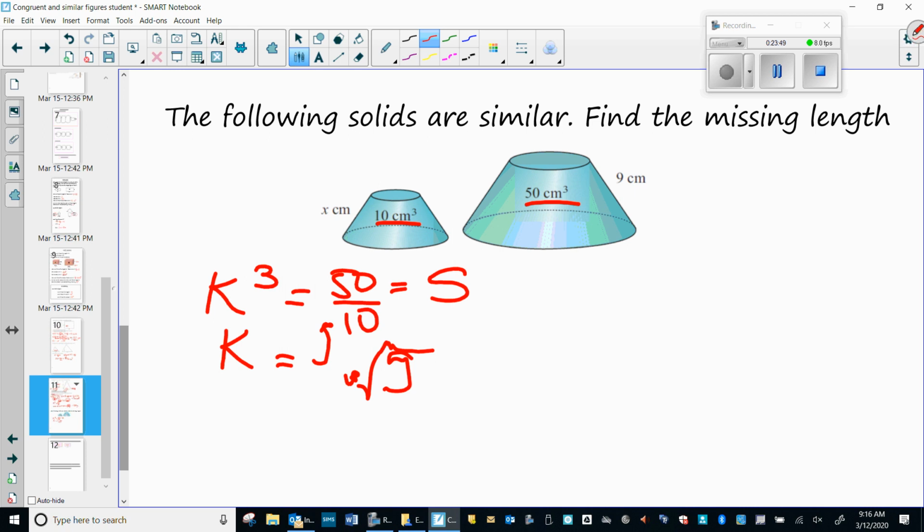So how do I find this x? 9 divided by the cube root of 5. Again, this one is dividing by, because we established that going from here to here, if I had known this smaller value and I wanted the bigger one, we would have multiplied. But because they've given us the big one, and we need to find the small one, that's where we're dividing.